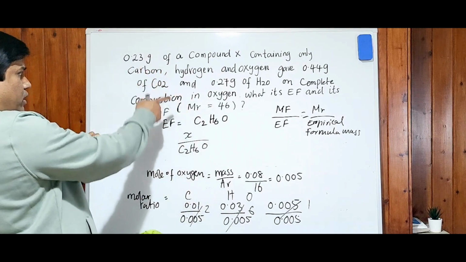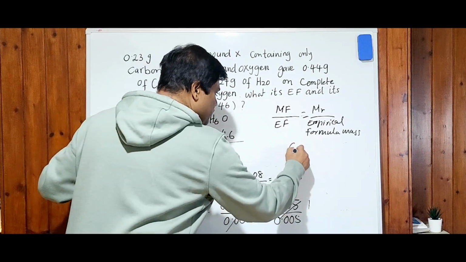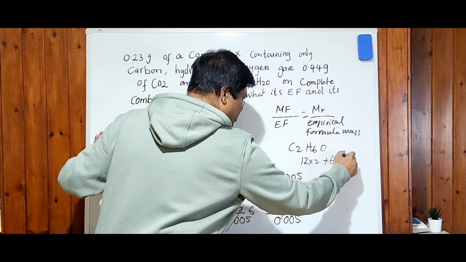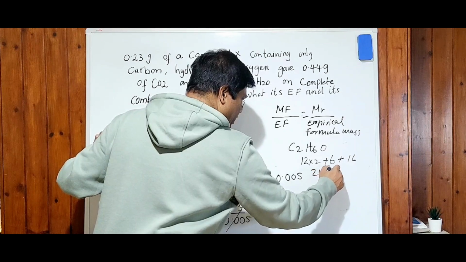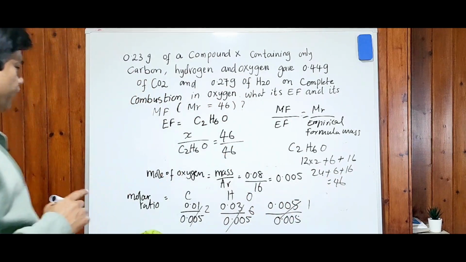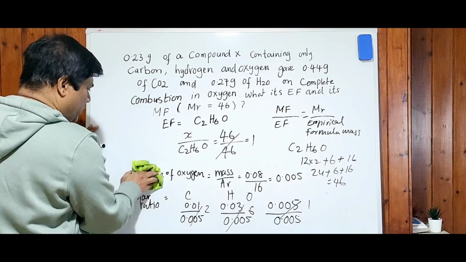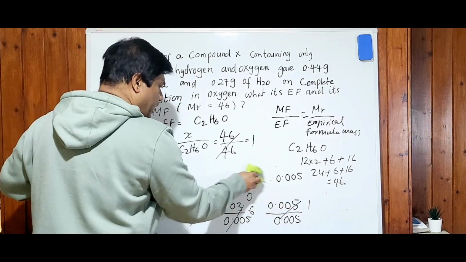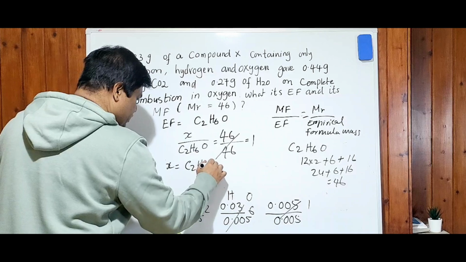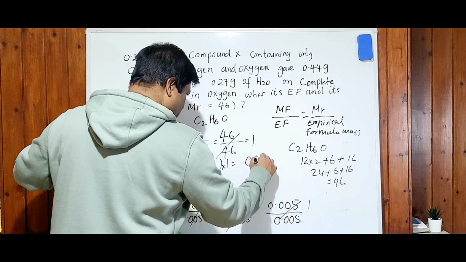C2H6O. What's the MR given in the question? 46, divided by the empirical formula mass of C2H6O. Carbon 12 times 2 plus 6 hydrogen plus 16 oxygen: 24 plus 6 plus 16, which equals 46. So the empirical formula and the molecular formula for this question are the same, which equals 1 time. So X equals C2H6O times 1, which is C2H6O.